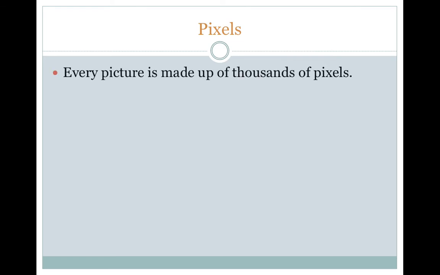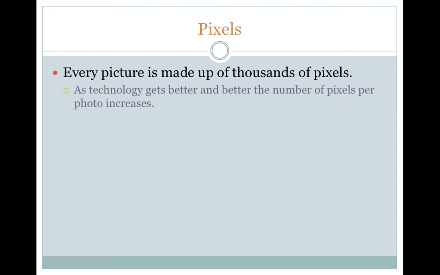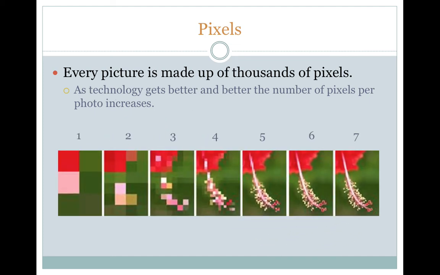Okay, the next thing the MATLAB book talks about is pixels. Every picture is made up of 1,000 or even more pixels. And as technology gets better and better, the number of pixels per photo increases. Here's an example of a picture with different pixels.